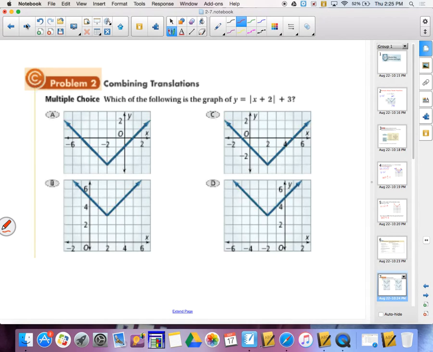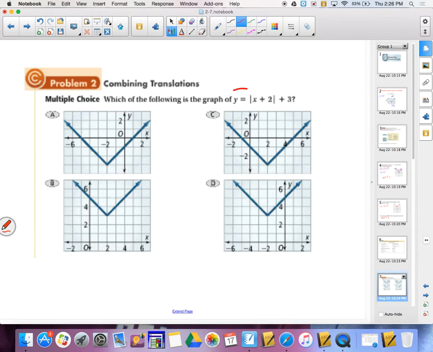Take a minute and look at it. Determine which one you think it is, but don't yell out an answer. Does everybody have a thought in their mind of which one it is? Okay, well let's look at this over here.